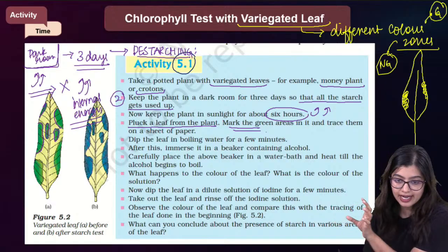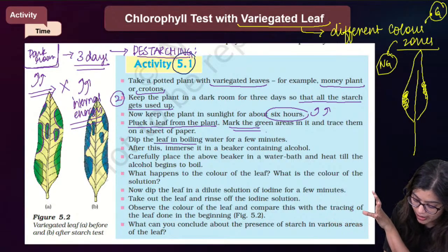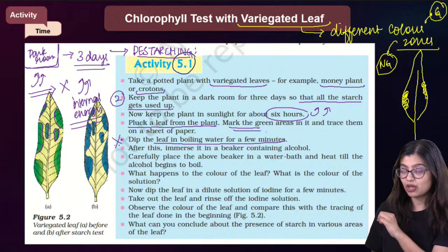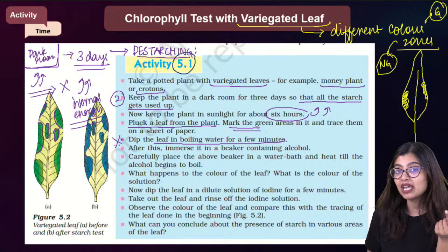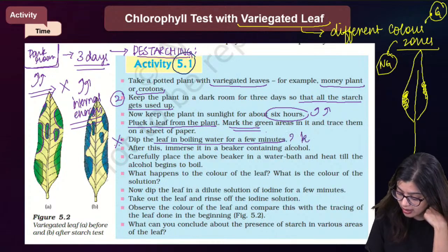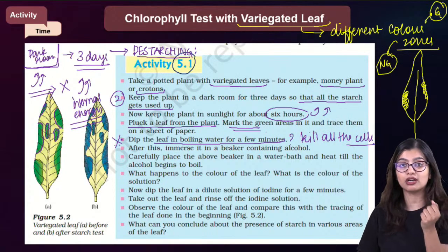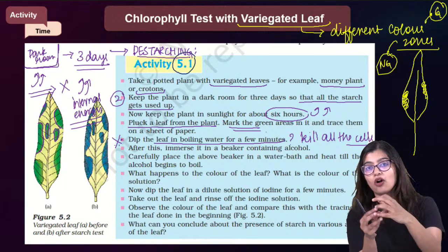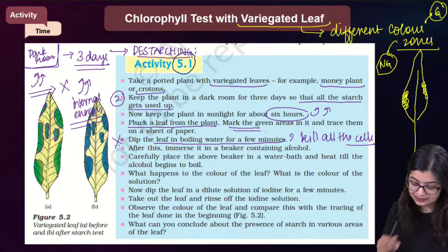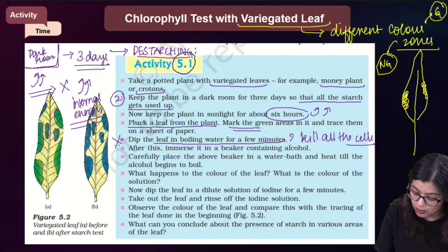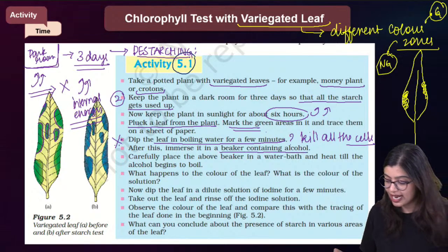After doing this, I am going to dip it in boiling water. Now this step is important because they can ask you, why are we keeping it in boiling water? What is the reason? We keep it in boiling water to kill all the cells, right? So when I keep it in boiling water, I am going to kill all the cells. And when I kill all the cells, what will happen? All the content will come out. Yes? I will make sure that it breaks or ruptures the cells. And once I do this, I will immediately put it in alcohol.